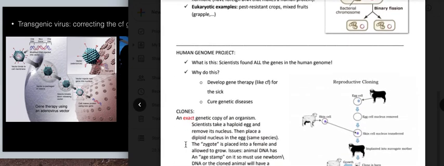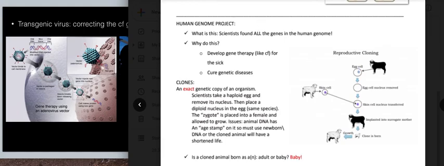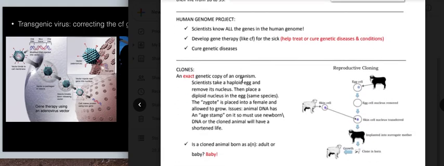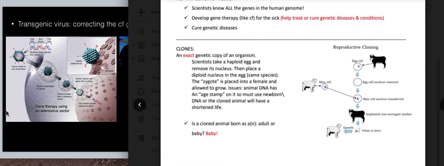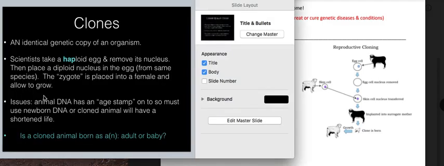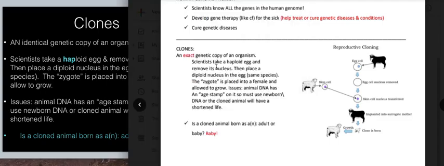What we need to look at next is clones. So that's the last bit of the notes, cloning. So let's look at clones. All right, a clone is an identical genetic copy of an organism. Now, here's your words, and you have that right here, and I'm going to explain it using this picture. So you've got words and picture.